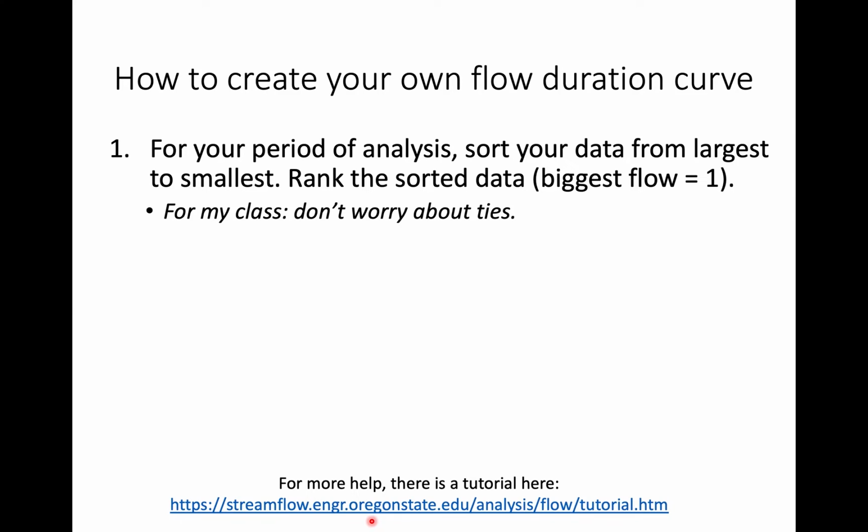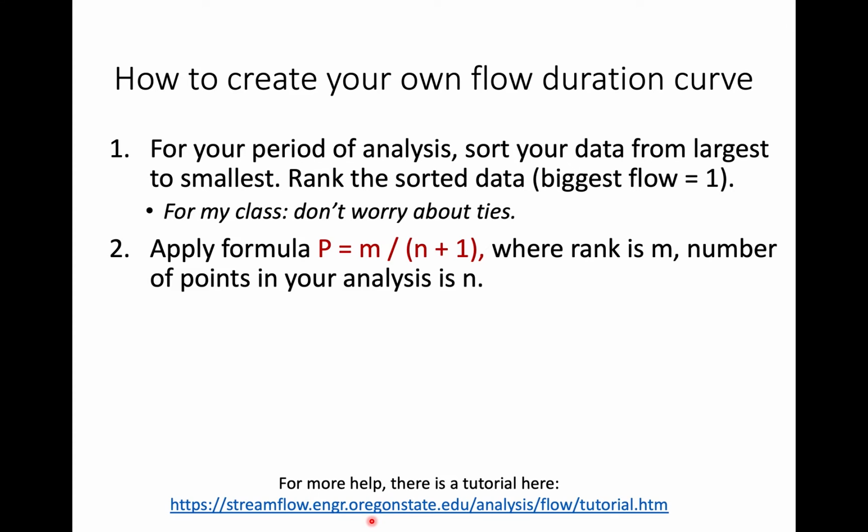So if you're working with daily data and you have 1 year of data, you're going to have ranks 1 through 365. Now there is some nuance if you've got ties in your data set. Let's say flow is 20 cubic feet per second on 3 days in your data set. There are some ways you can deal with that. For my class, don't worry about the ties. It's going to make very little difference in your results. Okay, so you've ranked your data from 1 down to your smallest, for 1 year, 365.